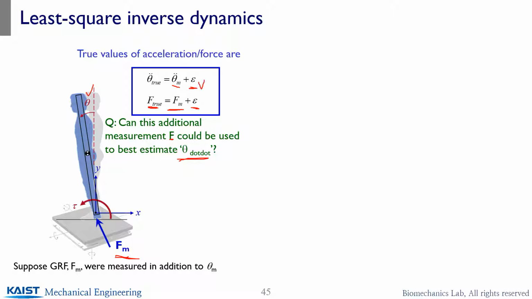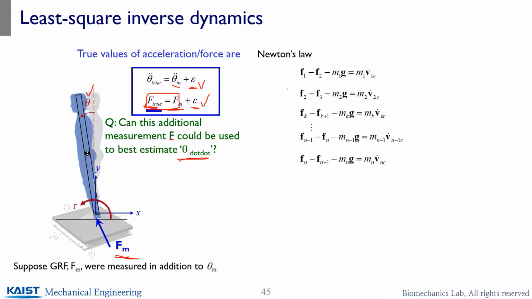Since this one is a formulation of the theta and this is a force, they look like two very different measurements. However, does this force have anything to do with the theta double dot? Yes, because of the equations of motion, even though you measure the force, it includes information about the theta double dot. That's what we are going to formulate now. From Newton's law, F equals ma, and the acceleration is actually a function of theta in this rigid body rotation motion, right?